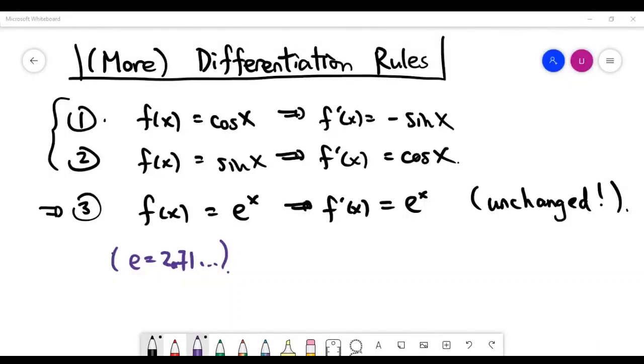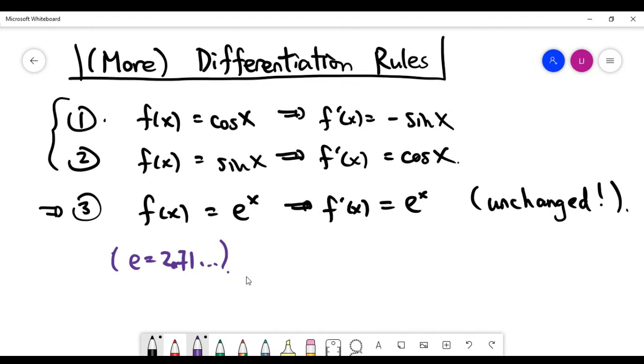So in this video, we'll look at more differentiation rules, and specifically, we'll only look at three new rules. The first one is about the function cosine x. And when you differentiate cosine x, the formula is that the f prime of x is minus sine x. And the second one is that when f is sine x, the derivative is gonna be cosine x. The last one is about the exponential function.